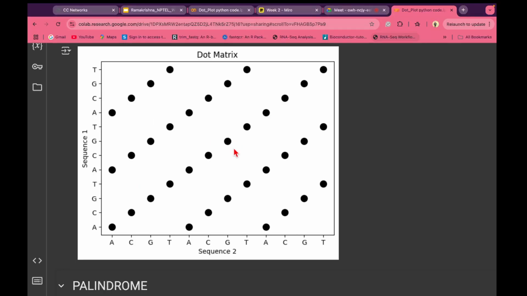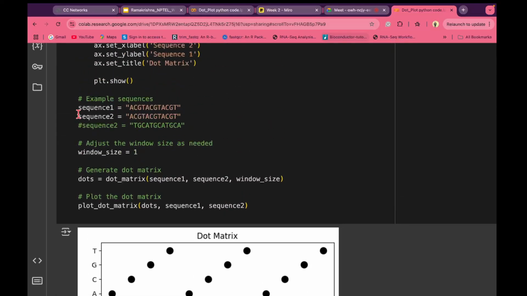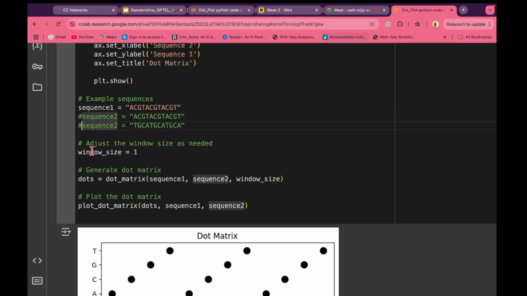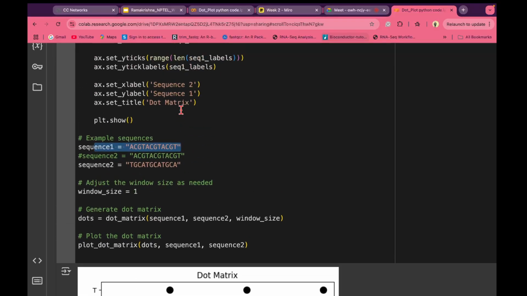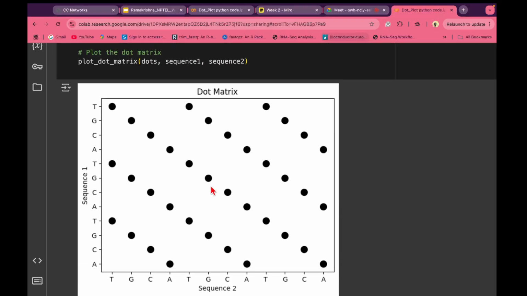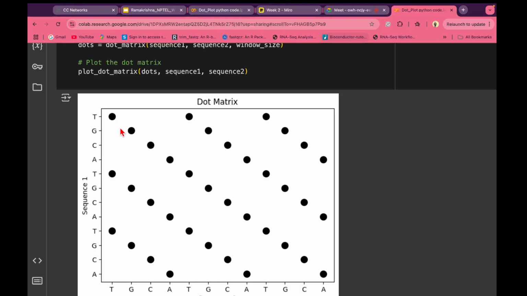This is the actual dot matrix, showing highly similar or identical sequences, followed by repeated sequences within itself. When I change the sequence to its inverted sequence, that is, sequence 2 is the inverted version of sequence 1, you can see the diagonal lines now run from top left to bottom right. That is, the diagonal lines appear mirrored.